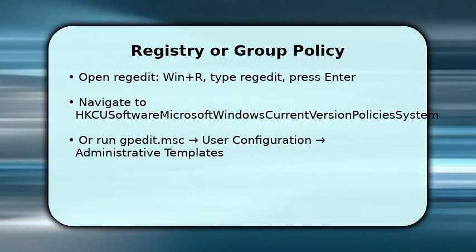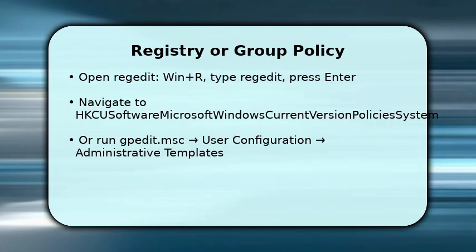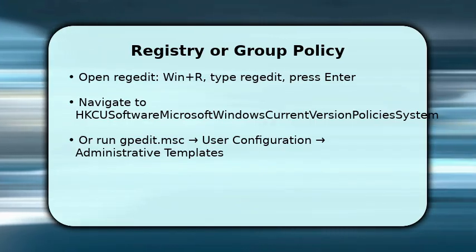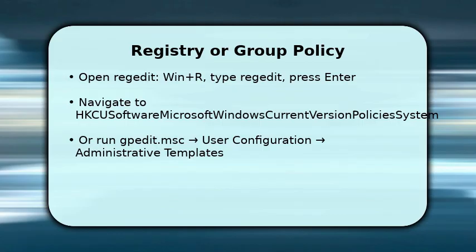In Regedit, go to the System key and look for DisableTaskMgr, delete it or set its value to 0. Alternatively, open gpedit.msc, navigate to User Configuration > Administrative Templates > System > Ctrl+Alt+Del Options, and set Remove Task Manager to Not Configured or Disabled. These changes re-enable the interface by removing the block the system applied.